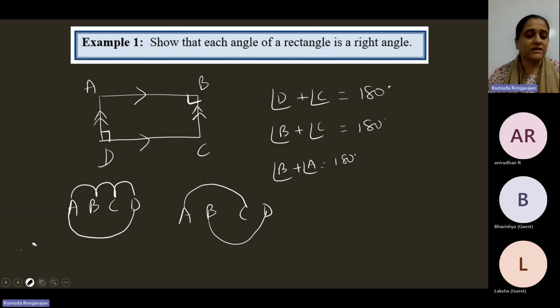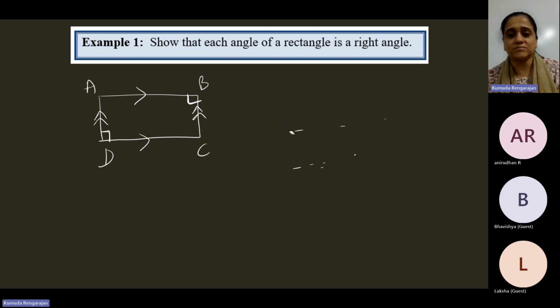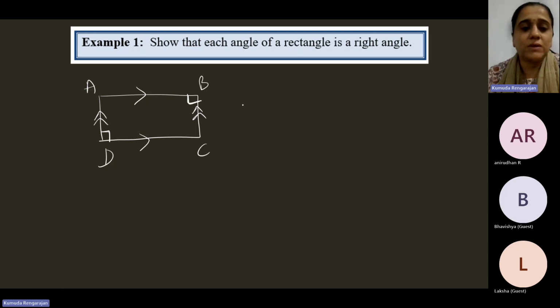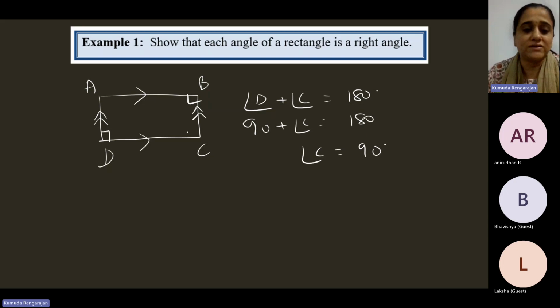Okay. So adjacent angles are supplementary. You can write any one. So you can write, say, angle D plus angle C is equal to 180 because the adjacent angles are supplementary. All right, so D is 90 plus angle C is equal to 180. So angle C is equal to 90 degrees. So we found C is 90. Now again, using the property of a parallelogram, opposite angles are equal. So if C is 90, A is also 90.